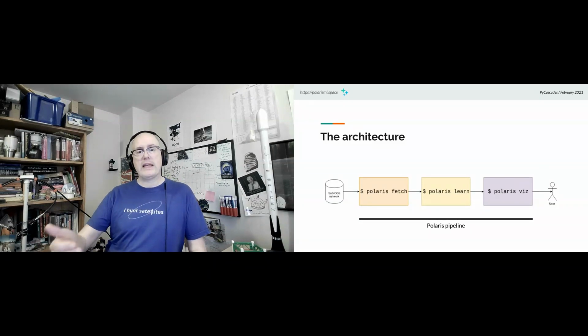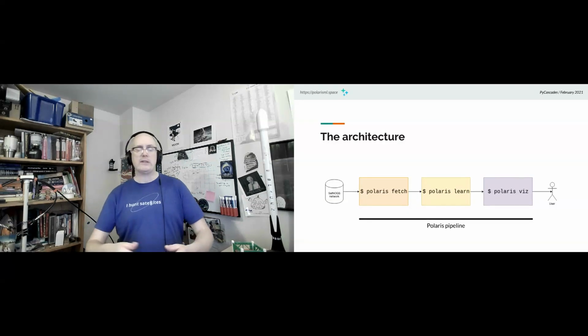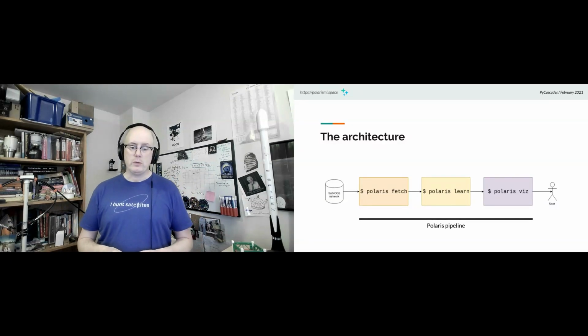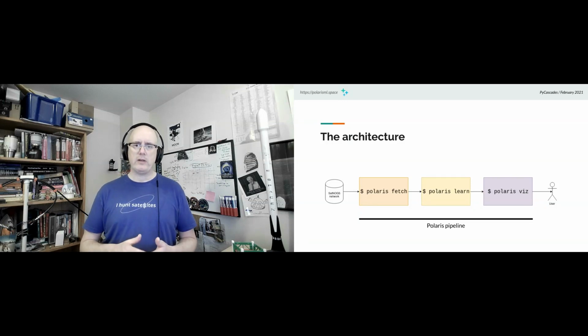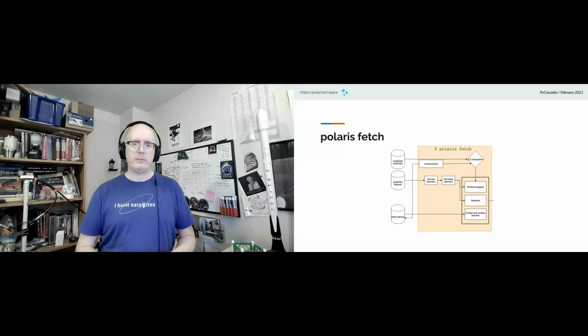Fetch brings down information from the SatNogs network and prepares it for analysis. Polaris Learn is where we apply machine learning in order to build a dependency graph, which I'll be explaining in a moment. Polaris Viz allows the operator to explore that dependency graph, the result of the analysis that we have done, to manipulate it, to explore it, to find connections that they might not have otherwise found. Let's get into it in a little bit more detail.